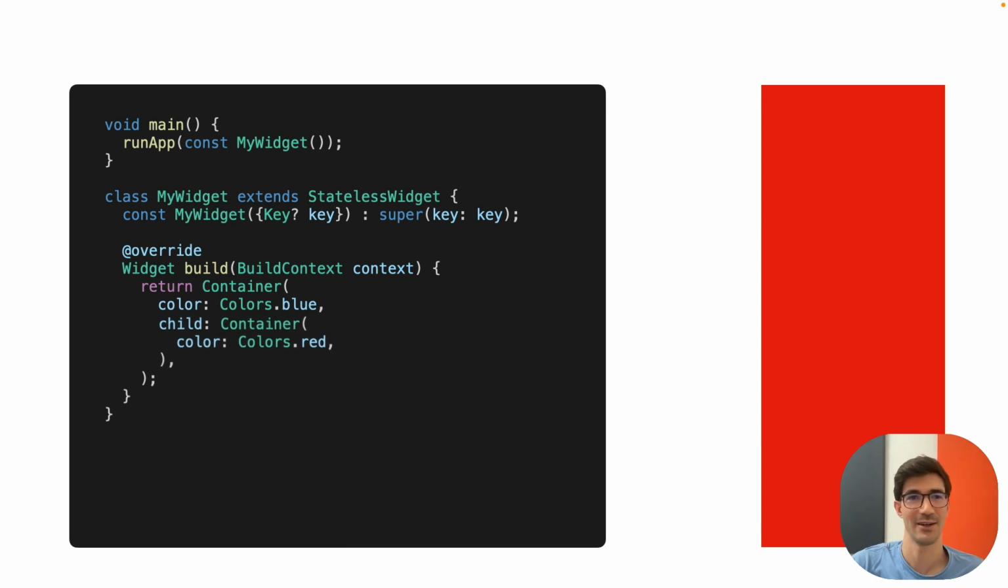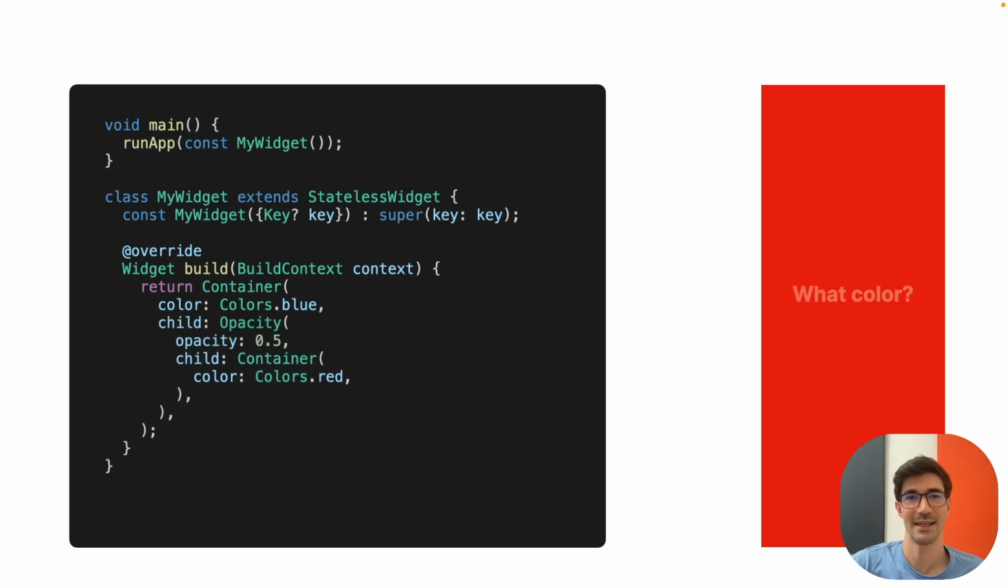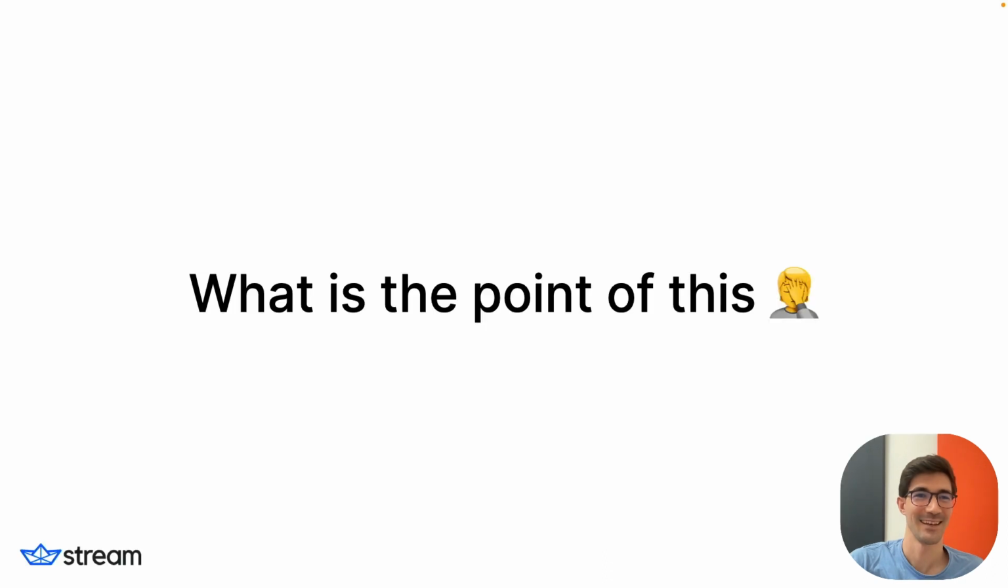So back to our code. We'll make it a bit more complicated and add an opacity widget with an opacity of 0.5 between the two containers. And again, what color will it be? You have a few seconds. Correct. It's 8B6C94 in hex. Congratulations to everyone that got it correct.